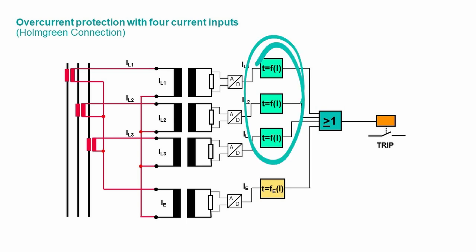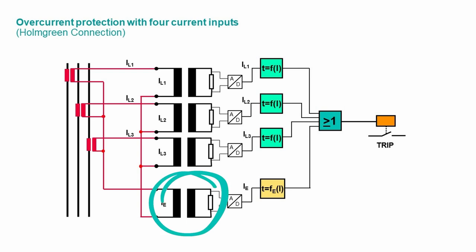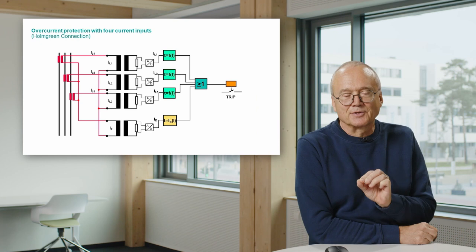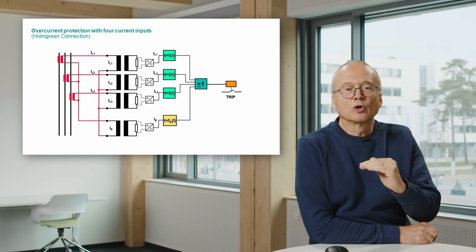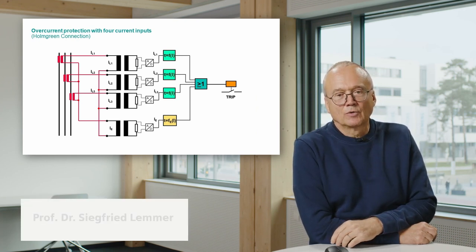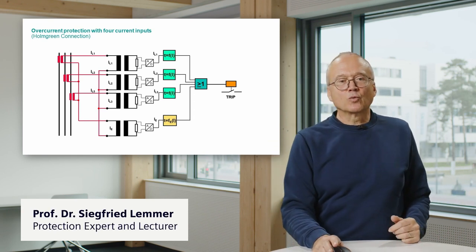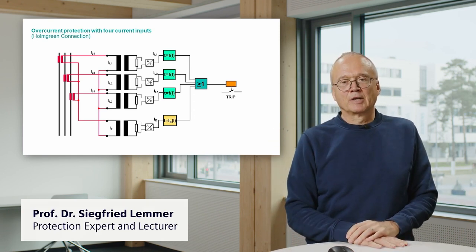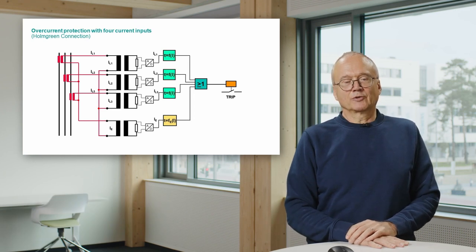The upper three blue blocks, you have already seen them before. That is the characteristic, the settings for the phase. We add a measuring input for the earth current, Holmgreen connection or internal computation, as I discussed. And then we add this yellow block, and this yellow block has maybe the same timer settings, but it has a different current setting. It can have a significantly lower current setting to react on earth faults. That means this would be the total diagram of an overcurrent relay.